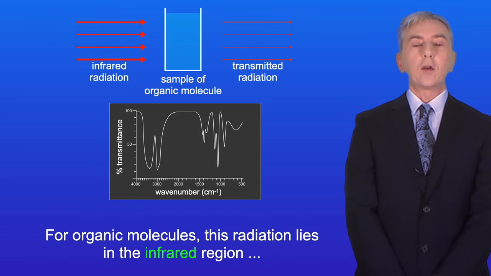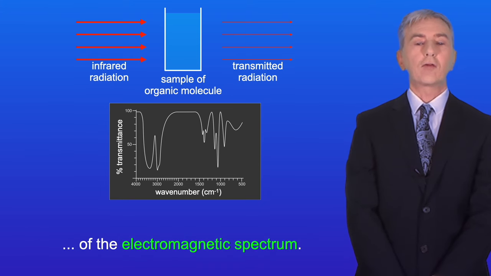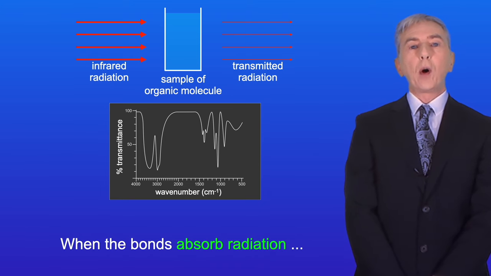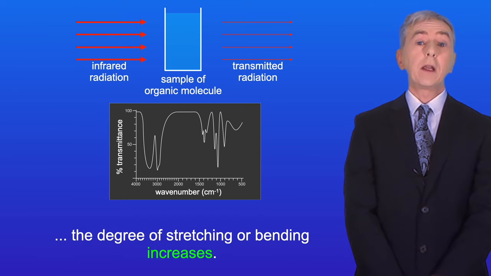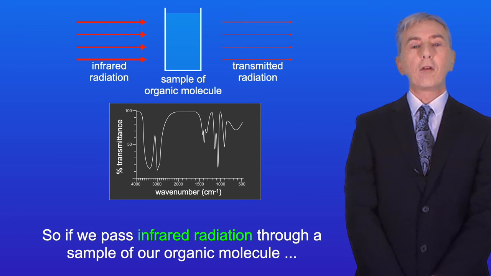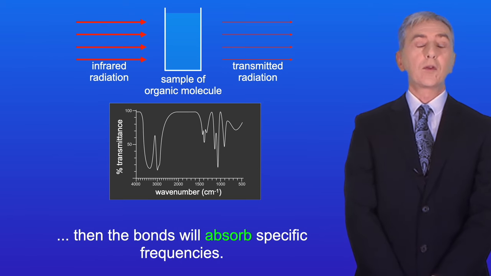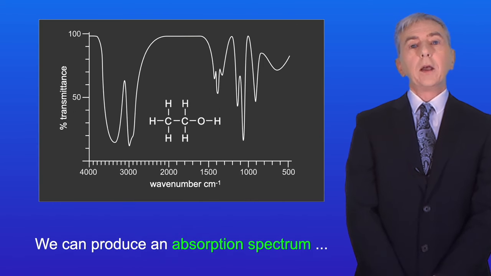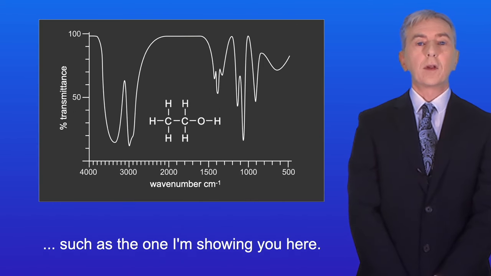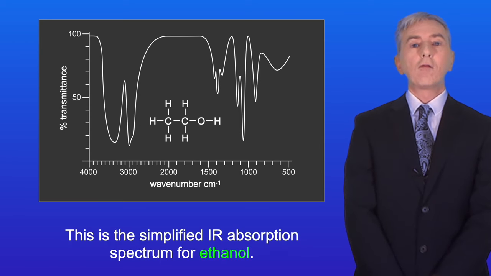For organic molecules, this radiation lies in the infrared region of the electromagnetic spectrum. When the bonds absorb radiation, the degree of stretching or bending increases. So if we pass infrared radiation through a sample of our organic molecule, then the bonds will absorb specific frequencies, and we can produce an absorption spectrum, such as the one I'm showing you here. This is the simplified infrared absorption spectrum for ethanol.